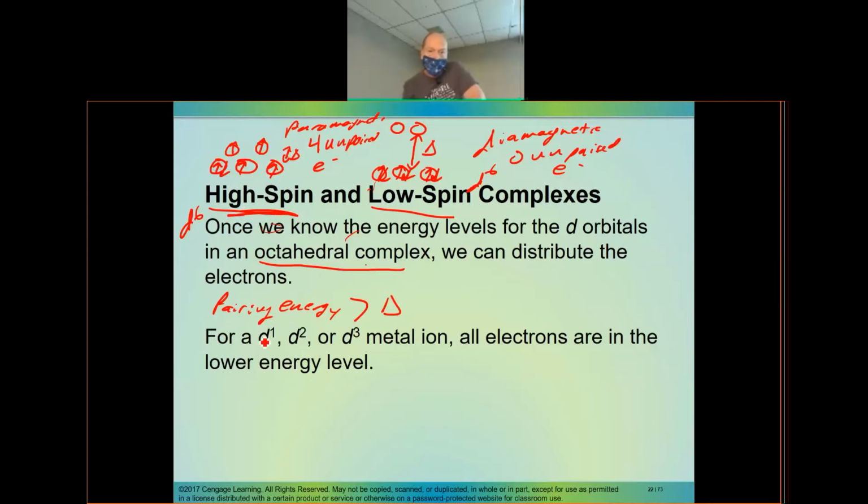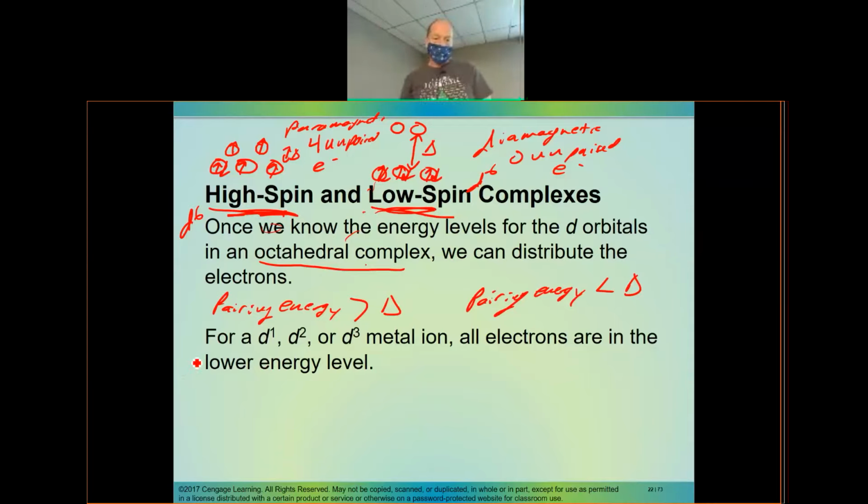All right. So if your pairing energy is less than your delta, so your delta is a big number compared to the pairing energy, it's going to do what's lower in energy, and this is your low spin. So that's where your pairing energy is lower than the delta. So it is less energy to pair than it is to go up, and so it pairs up. It's going to do whatever is lowest in energy. And the reason why we have a high spin versus a low spin is all based on the ligands.